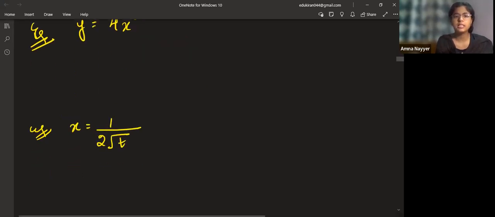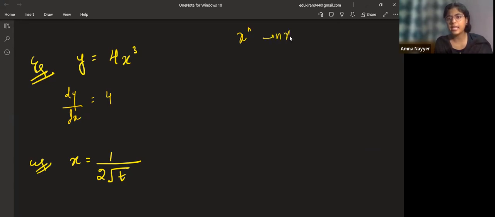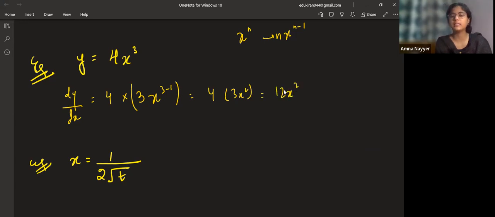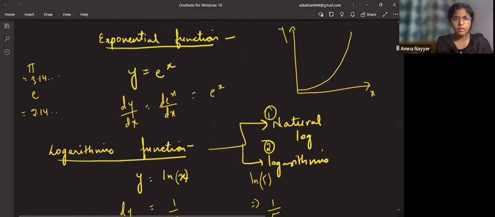See, if I am differentiating dy over dx, 4 is the constant term, keep it, multiply it at the end. X cube, how to solve x cube? X to the power n we have seen, that is nx to the power n minus 1. What is n? N is 3, so 3x to the power n minus 1. That becomes 4 into 3x square, that is 12x square. This is the answer. Clear or not till here? First tell me, class. Clear? So note down this part from here.